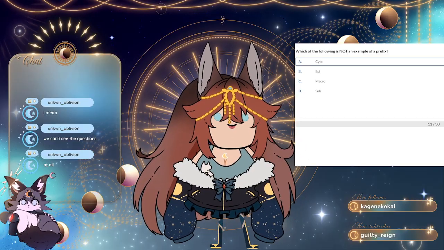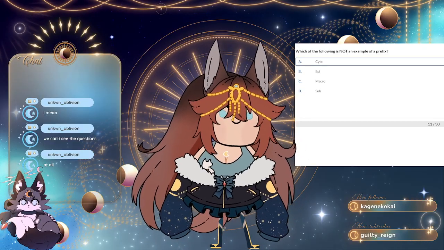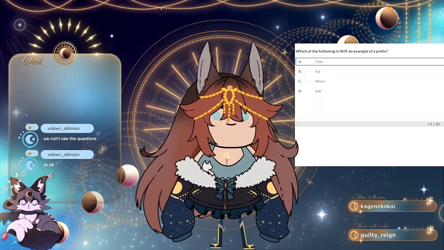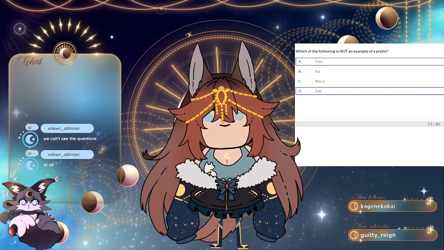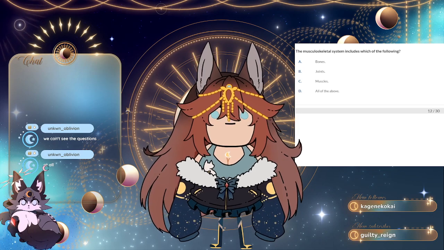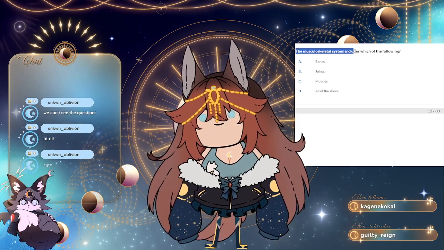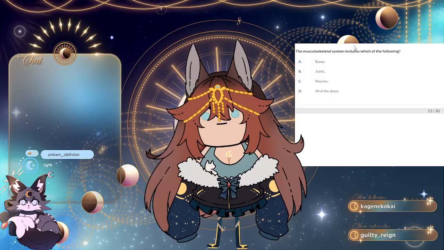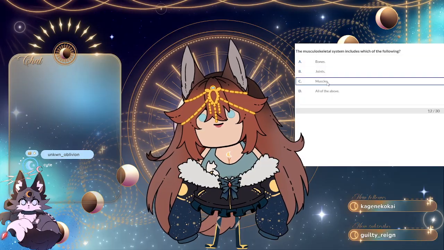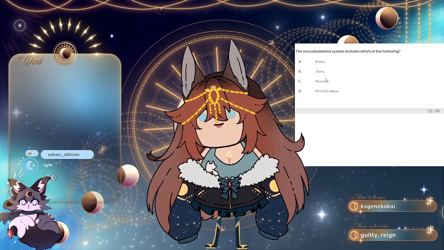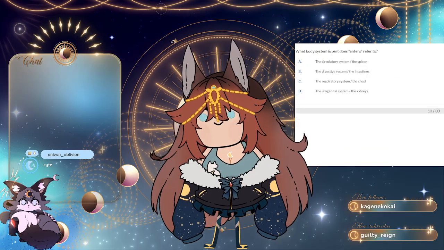What is not an example of a prefix? I'm pretty sure it's this one. I don't know. I'm gonna guess it through and then I'm gonna retake it because I already... The muscular skeletal system involves which of the following? Muscular skeletal system. I mean, all of the above.